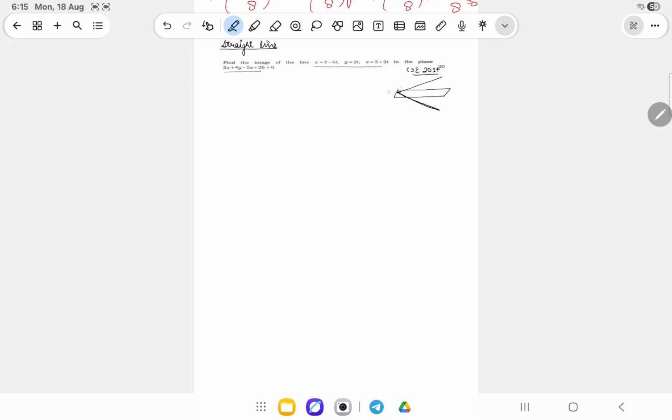Here this point is, let's say, P. This is the intersection point of the given line with the plane. If this point is Q, then let's say this point is Q dash. So the image of point Q in the plane is Q dash. Using the foot of perpendicular from point Q to the plane, I can get this point, let's say it is R.